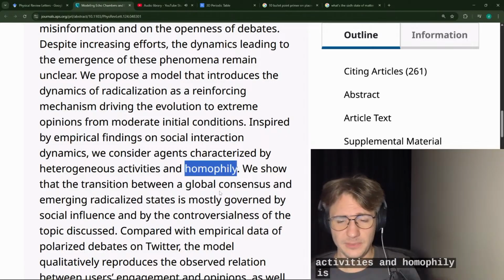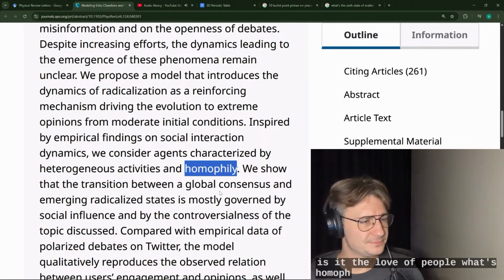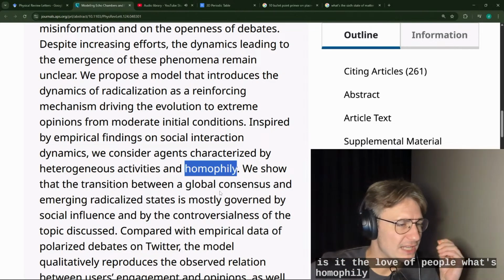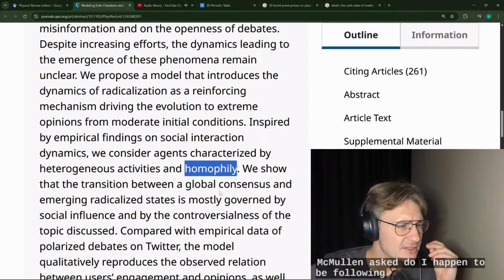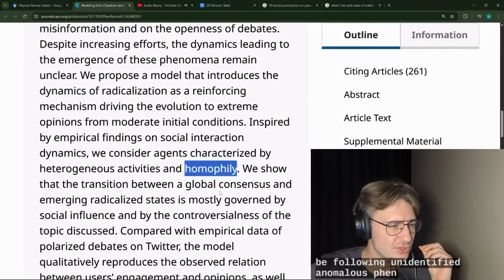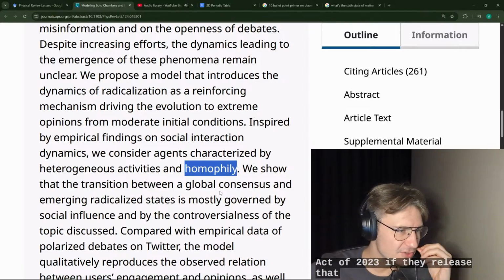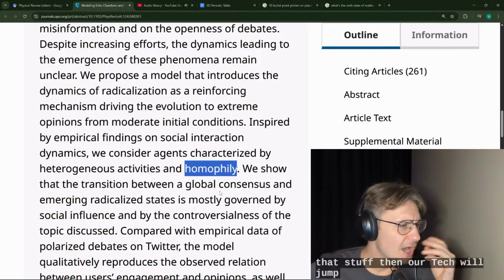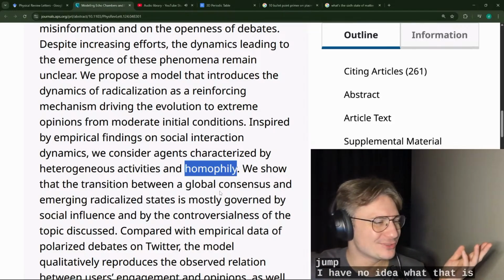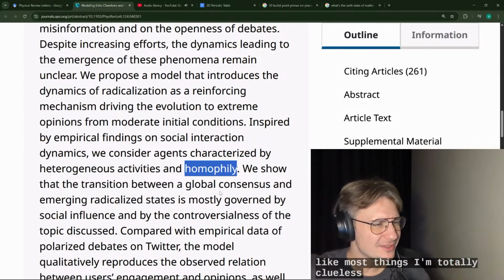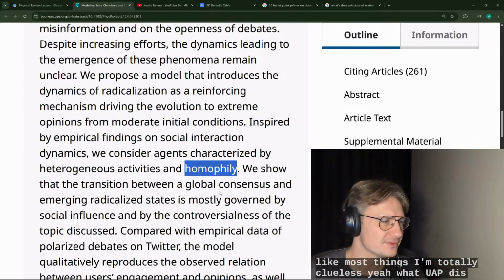Is it the love of people? What's homophily? McMillan asks, do I happen to be following the Unidentified Anomalous Phenomena Disclosure Act of 2023? If they release that stuff, then our tech will jump. I have no idea what that is. Like most things, I'm totally clueless. Yeah, what? UAP disclosures? Is that an American thing?